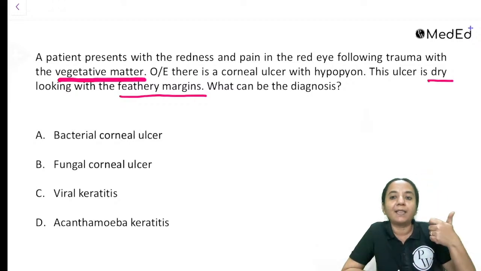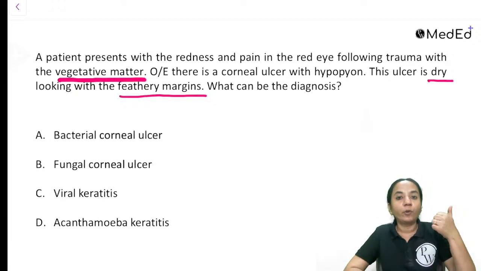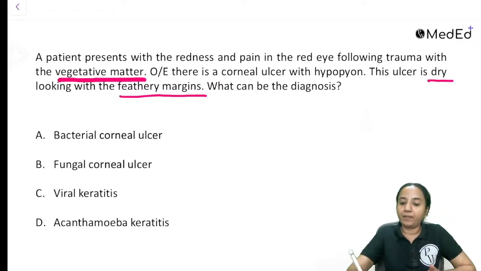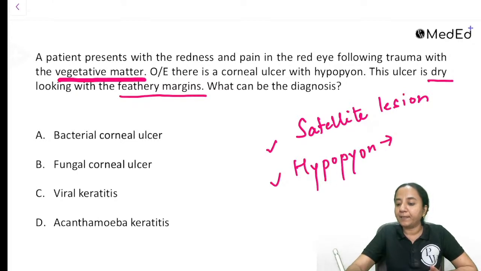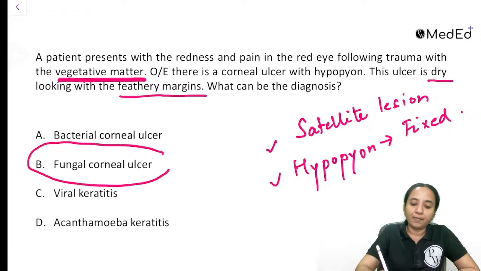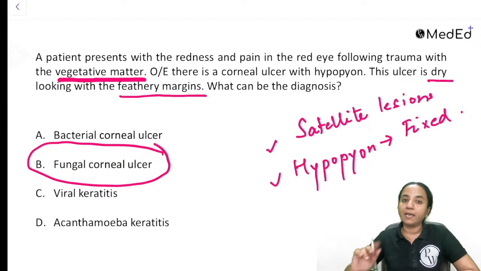Whenever they say that there is trauma, a corneal ulcer, pain, redness, photophobia following trauma with vegetative matter, the surface of the ulcer is dry, the margins are feathery, or if they mention multiple lesions, that is satellite lesions. And if they mention a hypopion and the hypopion is very thick, which means it is a fixed, immobile hypopion, and if these words are also given in the question, then the diagnosis becomes even easier.